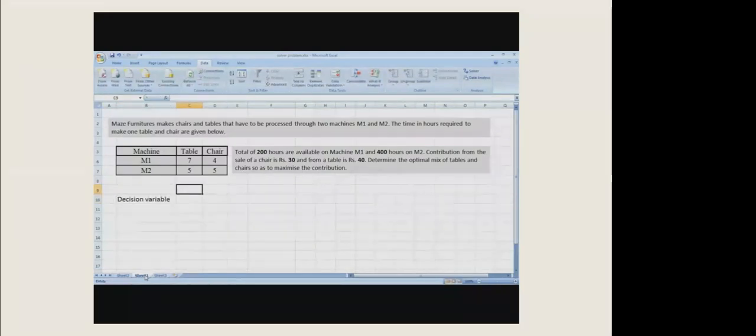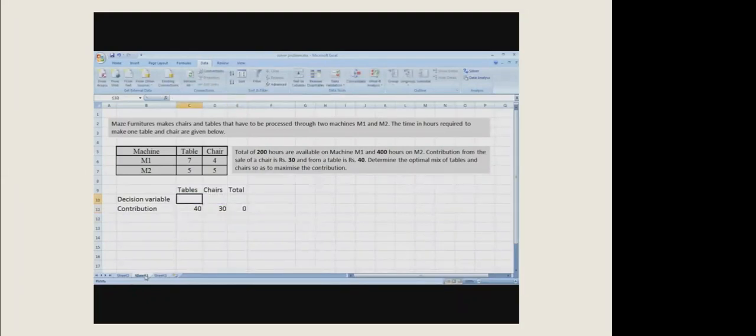The tables and the chairs. Next comes the contribution. It has been given to us that tables make us 40 rupees and chairs make us 30 rupees. The total contribution equals the contribution of one table multiplied by the number of tables, plus the contribution from one chair multiplied by the number of chairs.